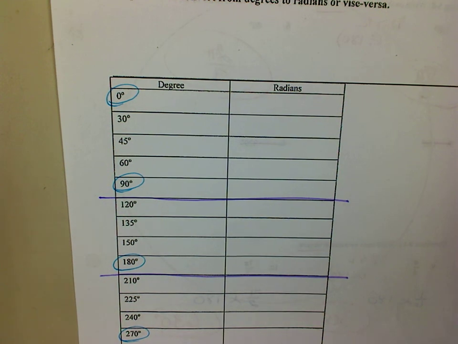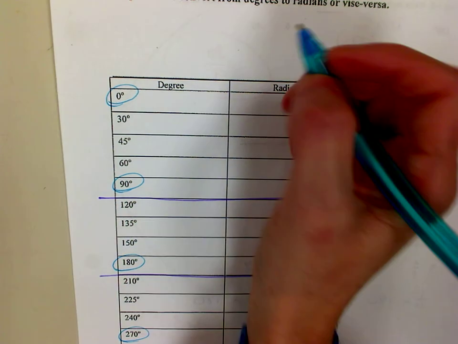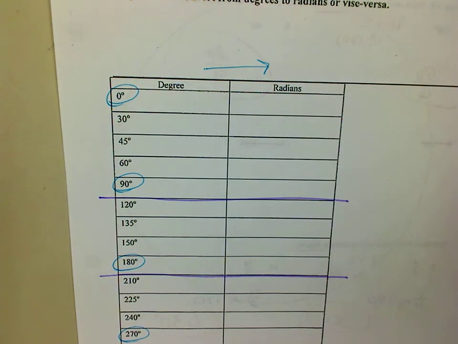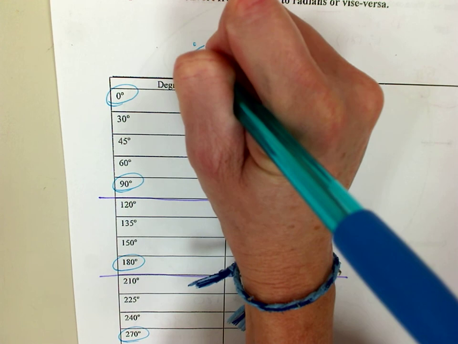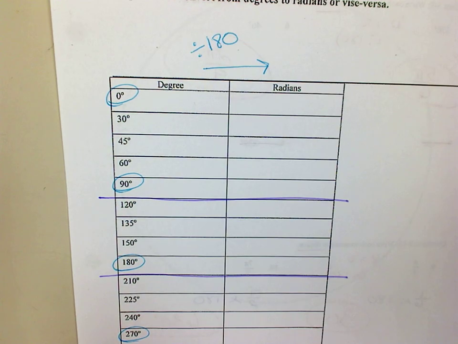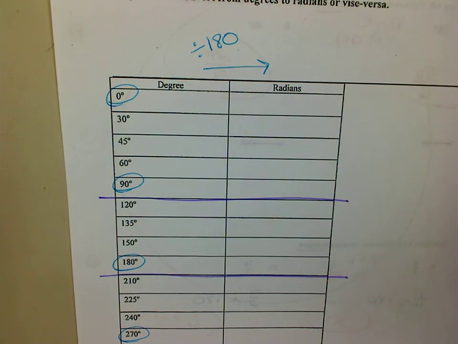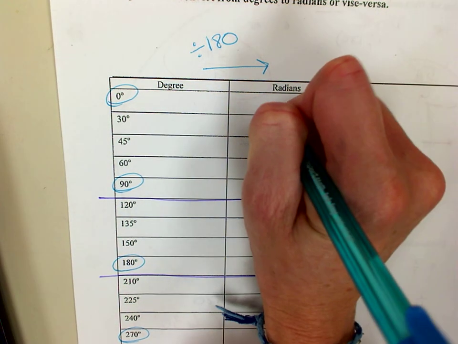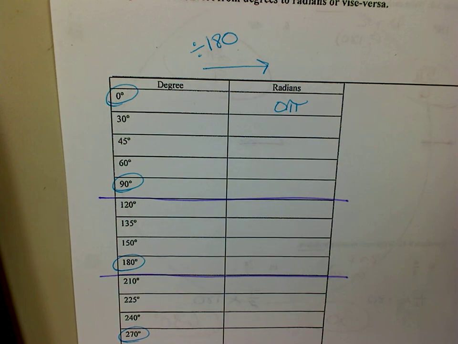Okay, so what we're going to do is figure out what all of these are. Since I'm giving you degrees and we want radians, we are going to divide all of those by 180. And then you want to put a pi with it. And then when we're done, we're going to put that on our unit circle. Okay, 0 divided by 180. That is 0. So 0 pi.